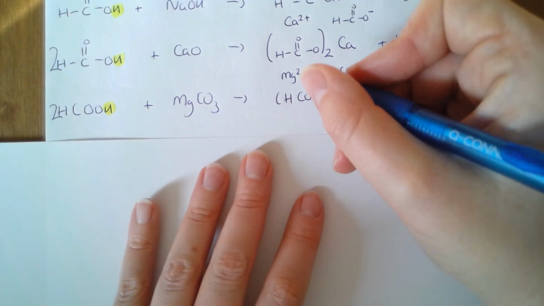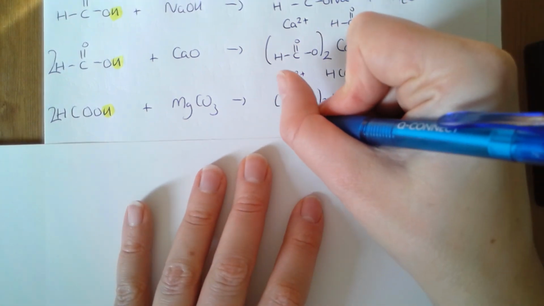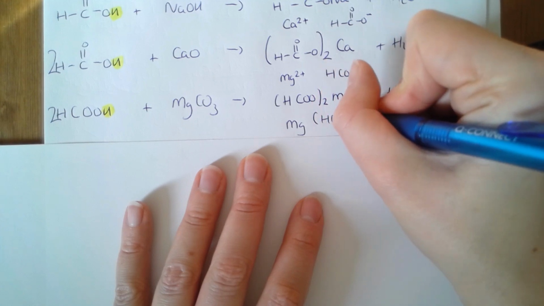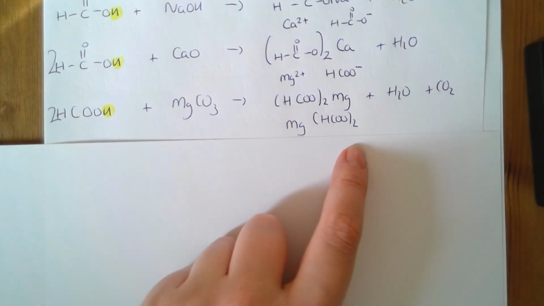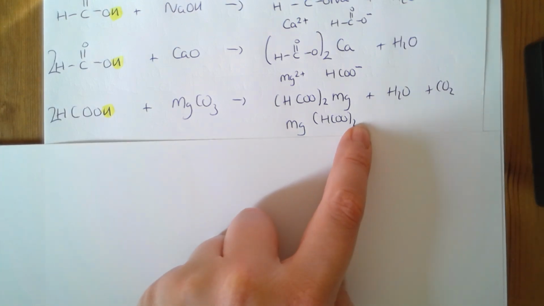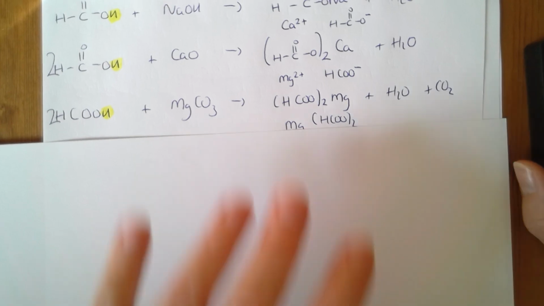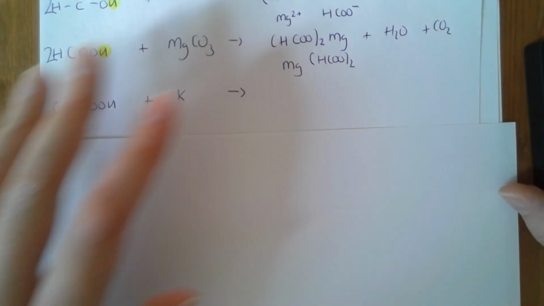If you prefer, you absolutely can write Mg and then HCOO and a 2. As long as you're clearly showing that you've got 2 of these and only 1 magnesium, and your charges are balanced, you're fine. So that's your salt. The other reaction is one I just forgot to do above.